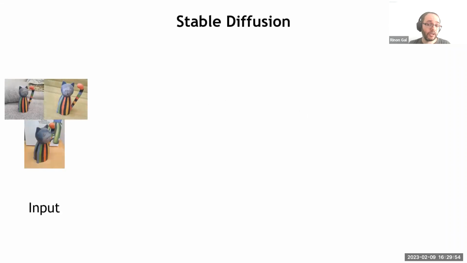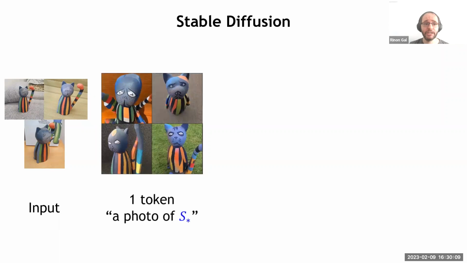Okay, so let's start by seeing the problem. We can take our lovely cat over here and try to invert it into stable diffusion using a single word, the same approach we used for LDM. And we'll get these images. And this looks pretty horrid, right? But no worries, stable diffusion has great quality, right?